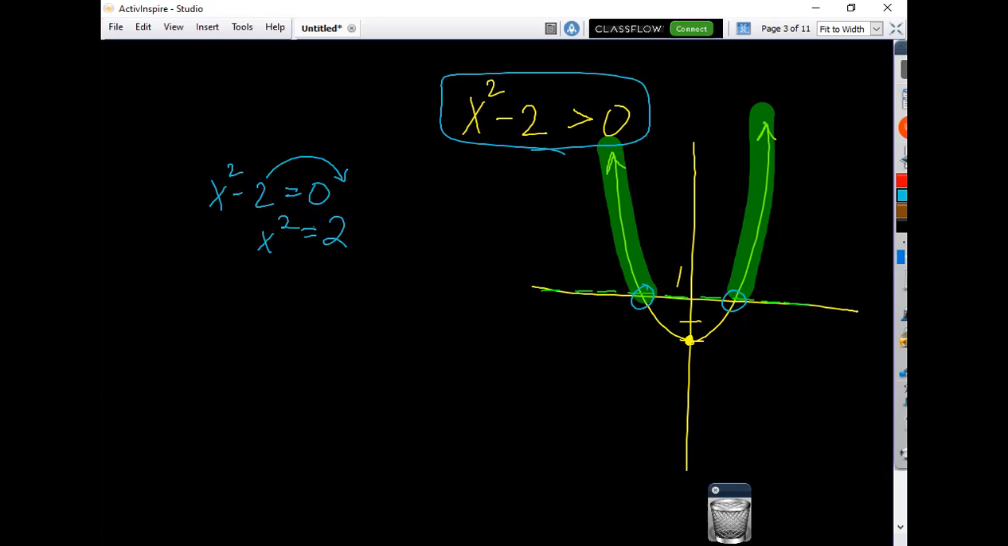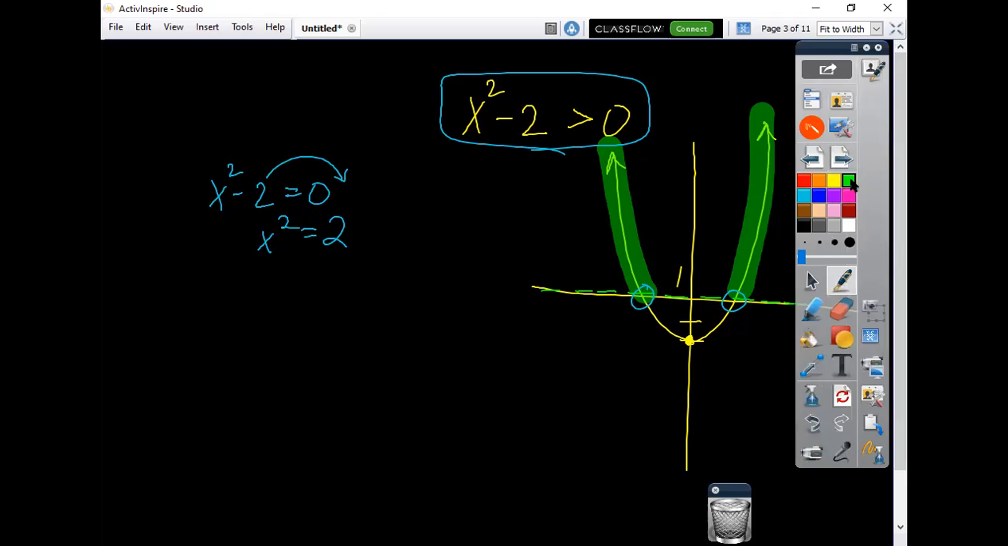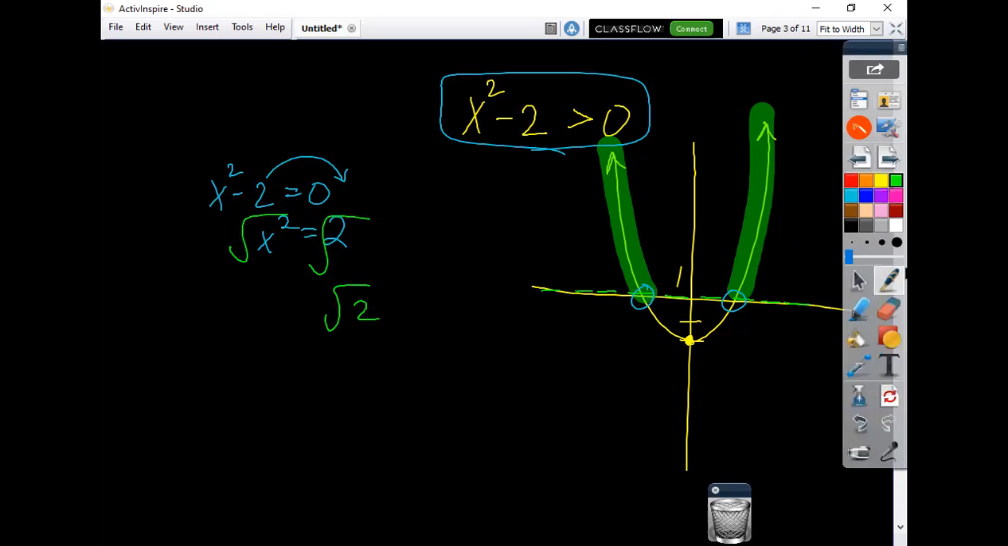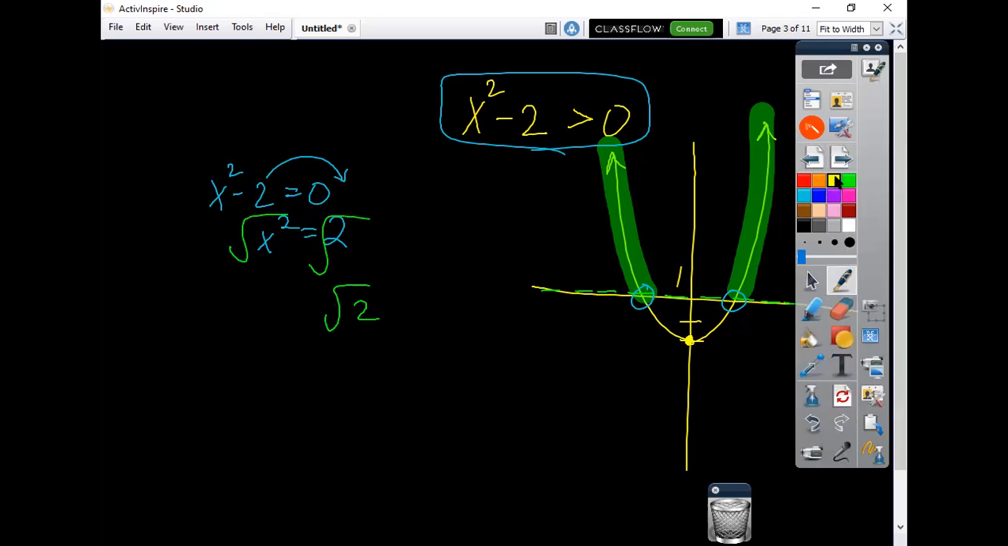Square root both sides. And you get the square root of 2, is what most students tell me on first glance. And then you look at the graph and you say, wait, there's supposed to be 2 answers. Well, why is there 2 answers? Well, I usually defer to an example like this.